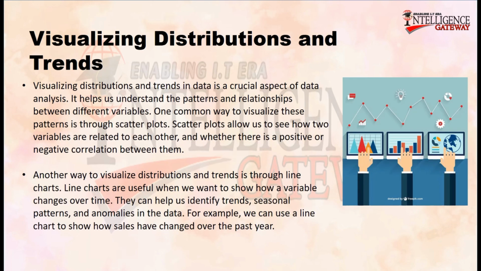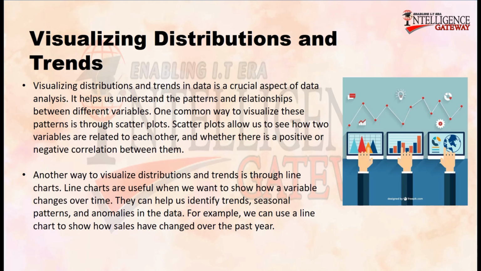Visualizing distributions and trends. Visualizing distributions and trends in data is a crucial aspect of data analysis. It helps us understand the patterns and relationships between different variables. One common way to visualize these patterns is through scatter plots. Scatter plots allow us to see how the variables are related to each other and whether there is a positive or negative correlation between them.